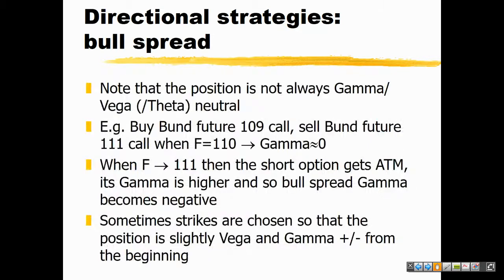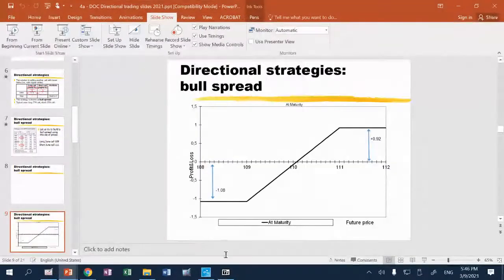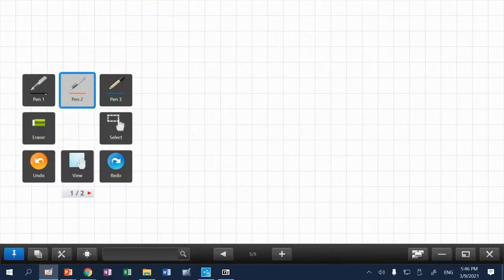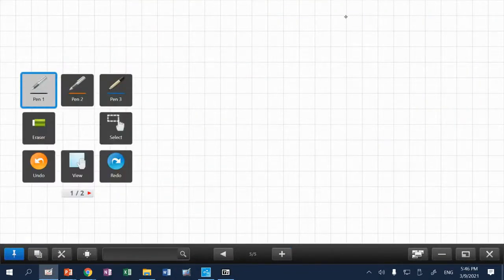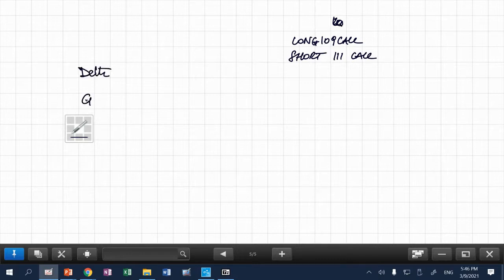Now, let us make some extra step. First extra step is, which is the overall behavior in terms of the Greeks of this position? So, let me write it again. What we are doing is that we are long a 109 call, and we are short a 111 call. Imagine I want to capture what is happening on delta, gamma, Vega, and theta.